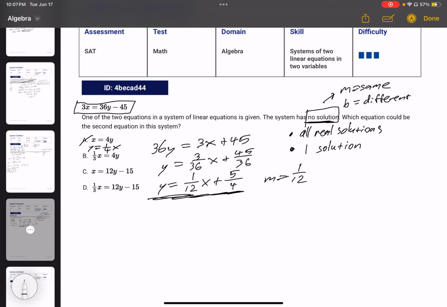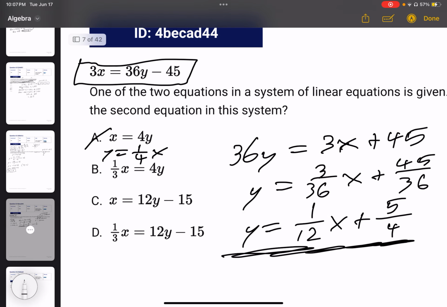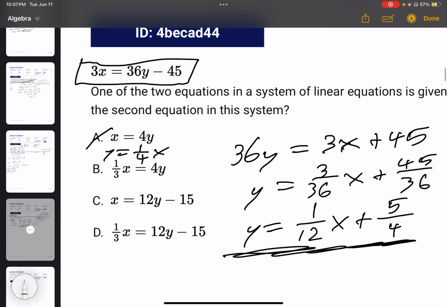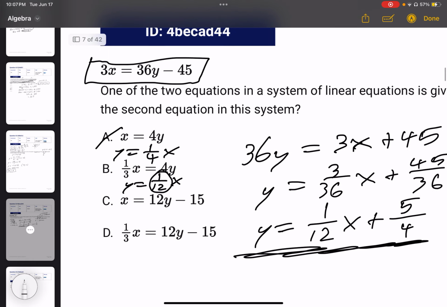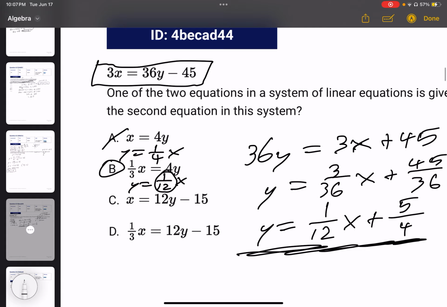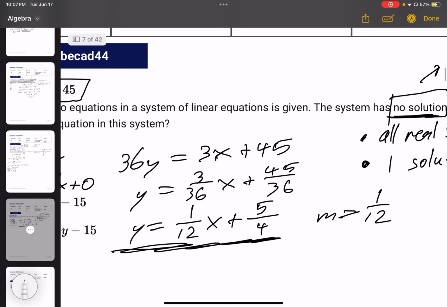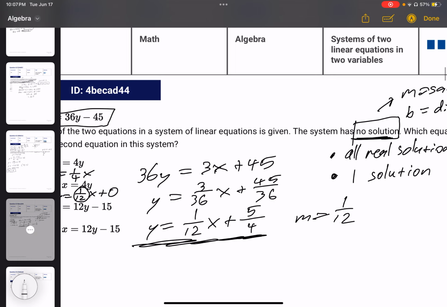1/3 x is equal to 4y. So we have y is equal to 1/12 x. We're just solving for y. Is 1/12 the same as the m that we found? Yes. So this would be our answer. And the y-intercept here is 0. It's just not written explicitly. And it's different from our y-intercept here, which is 5/4.